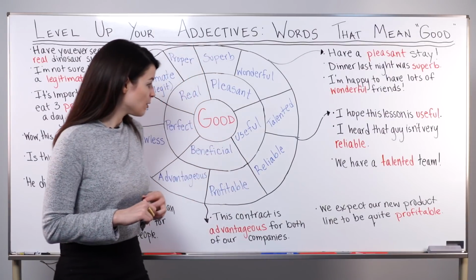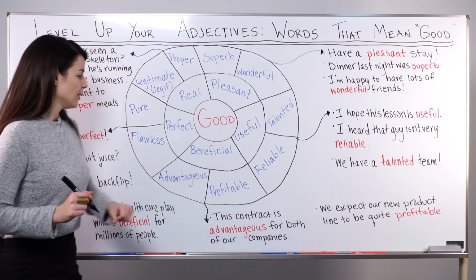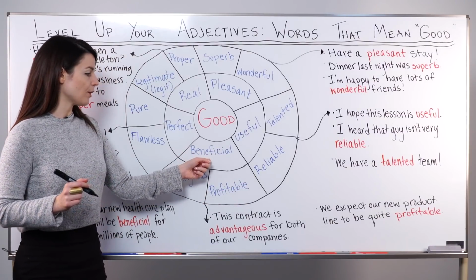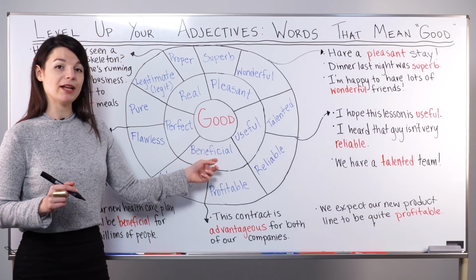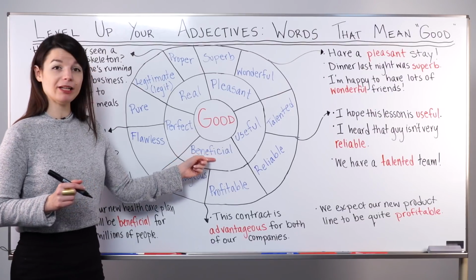Okay, let's move along to this part, the bottom part of the wheel here. This part, the base is the word beneficial, beneficial. So here, the root here is benefit, benefit.